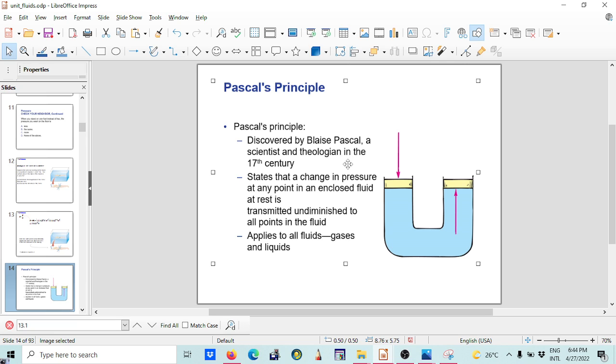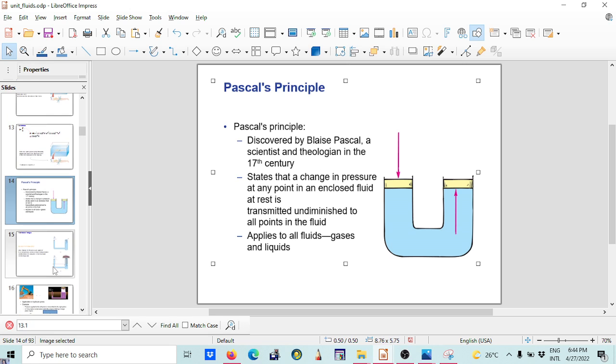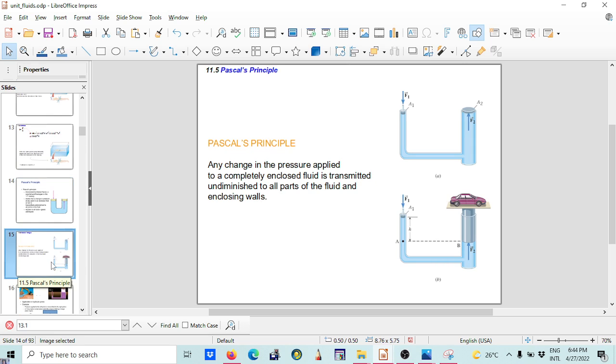What? Okay. Non, mais je ne regarde pas l'image. Ah, d'accord. Okay.